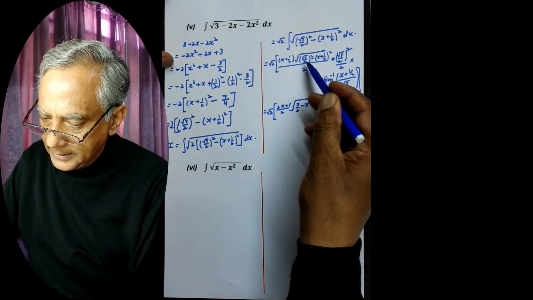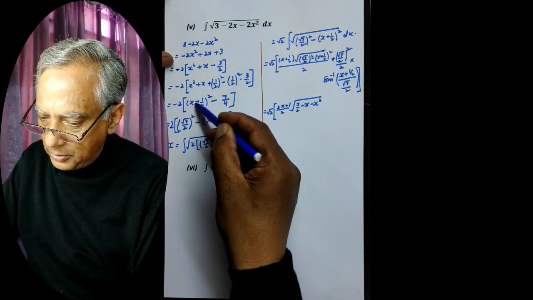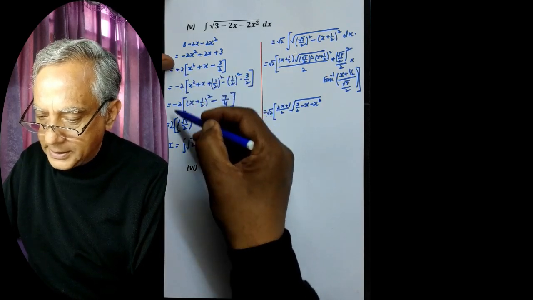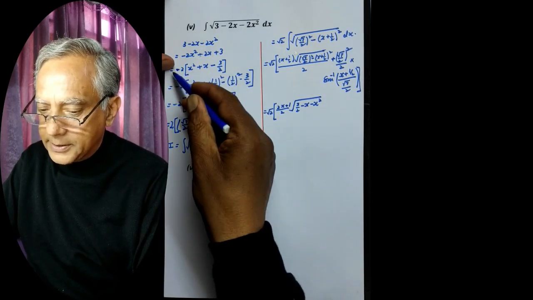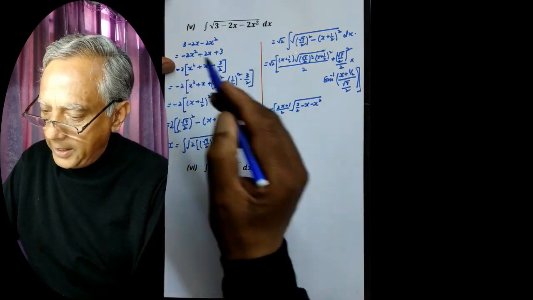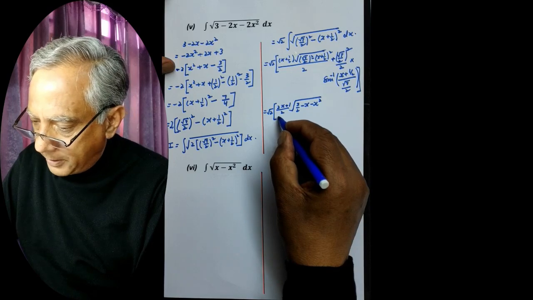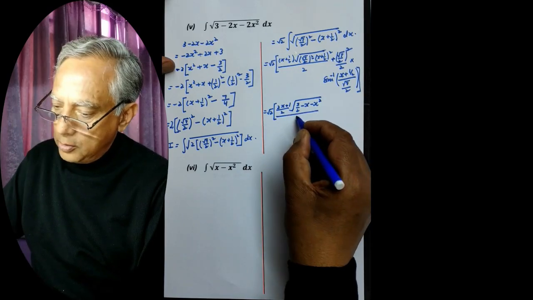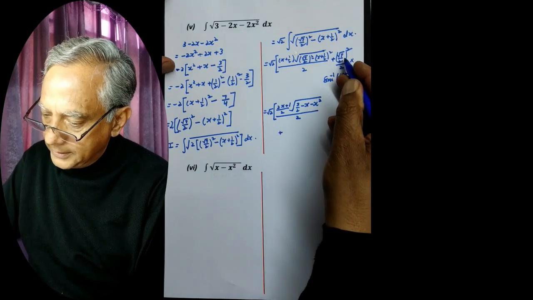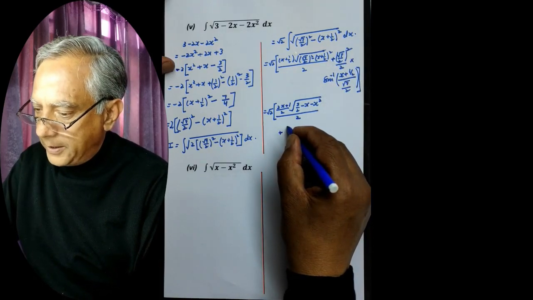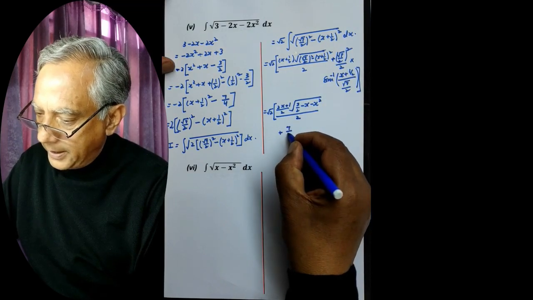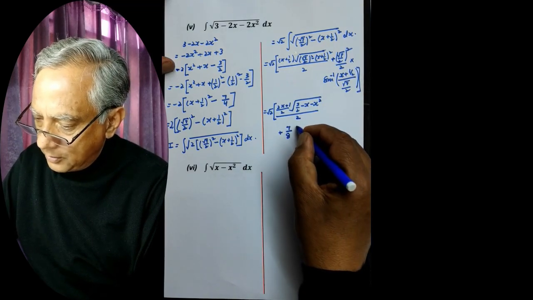This term is this. This is equal to this. So 2 is common and rest is same. So minus will be taken inside. So this will be (3/2 minus x) square whole divided by 2 plus (root 7 by 2) whole square. This will be 7 by 4. 7 by 4 by 2 is 7 by 8. 7 by 8 sine inverse.